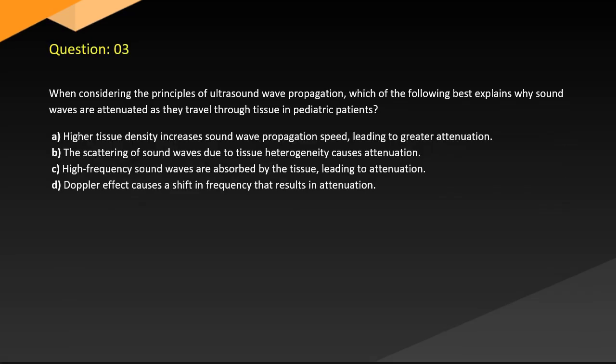Question 3. When considering the principles of ultrasound wave propagation, which of the following best explains why sound waves are attenuated as they travel through tissue in pediatric patients? A. Higher tissue density increases sound wave propagation speed, leading to greater attenuation. B. The scattering of sound waves due to tissue heterogeneity causes attenuation. C. High-frequency sound waves are absorbed by the tissue, leading to attenuation. D. Doppler effect causes a shift in frequency that results in attenuation.